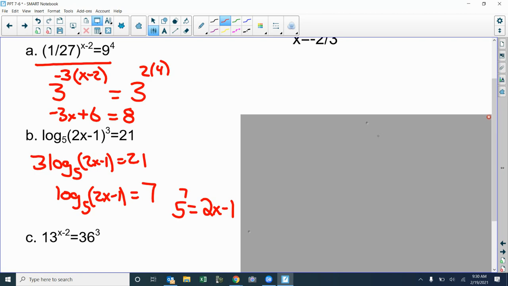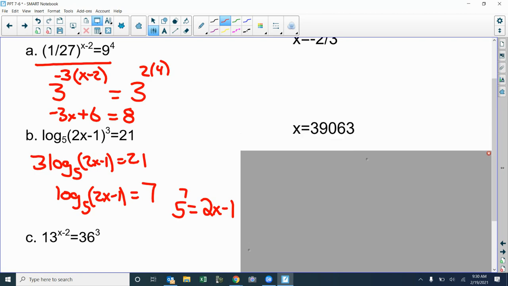I probably need to add 1 then. So I'm going to add 1 to that side, then divide it by 2. So you can get 39,063. So again, just practicing some calculations there. Everybody okay? See if you can get that last one.